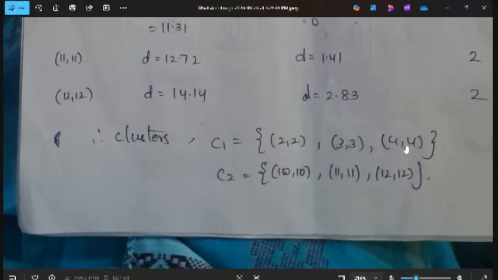Okay, how will we find the centroid? The new finalized centroid is the summation of the first elements. If it is (x, y), then the centroid is (x1 plus x2 plus x3 by 3, y1 plus y2 plus y3 by 3).